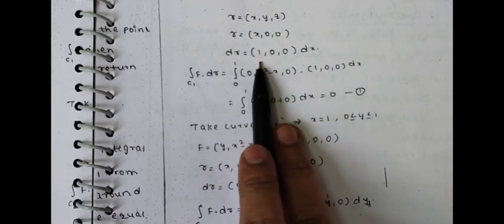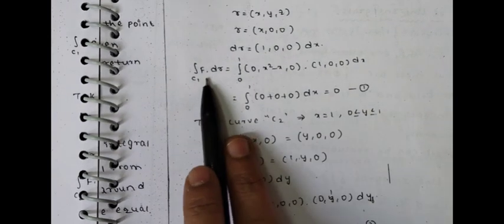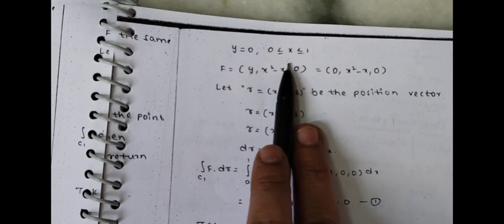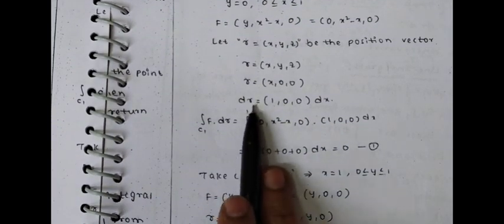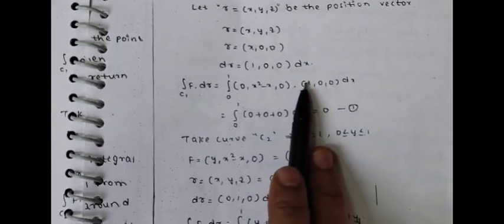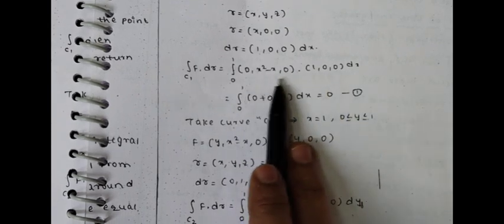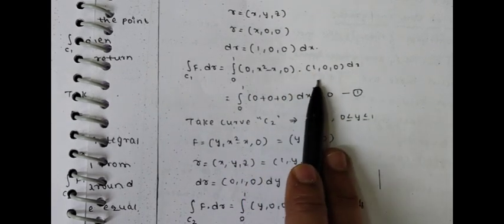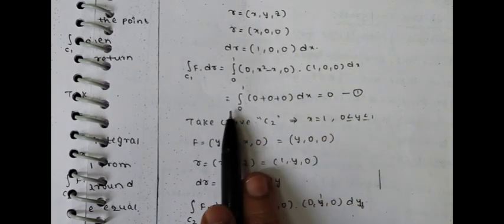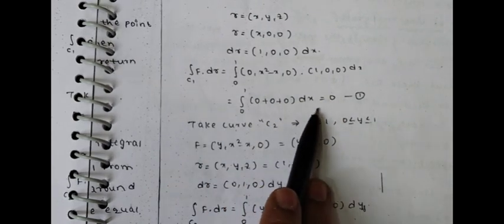Now the x derivative is 1, 0, 0, since we are differentiating with respect to x, that's why dx. Why with respect to x? Because here the x limits are there, so the x limits are 0 to 1, and we need F dot dr. F is this, dot dr, which is 1, 0, 0 into dx. Now take the dot product: first into first plus second into second plus third into third, all of which become 0. The integration of 0 is 0, so for the first curve the line integral value is 0.